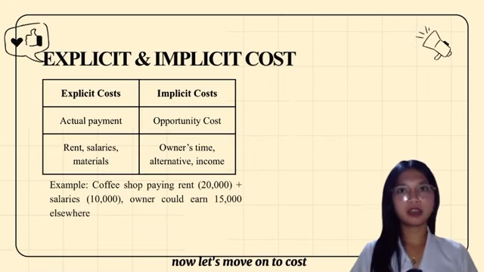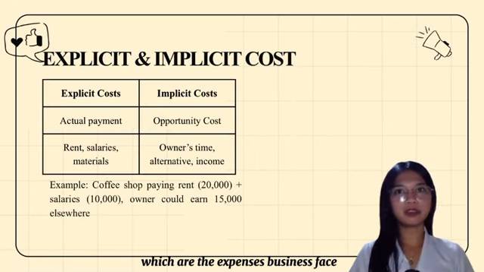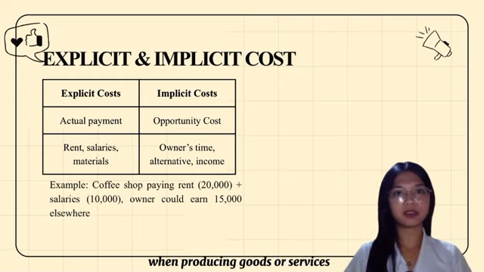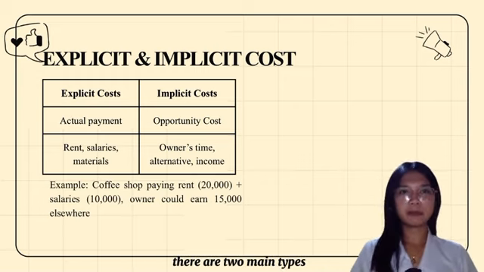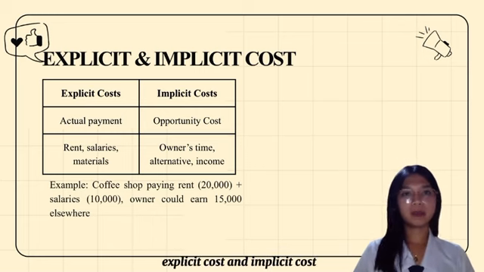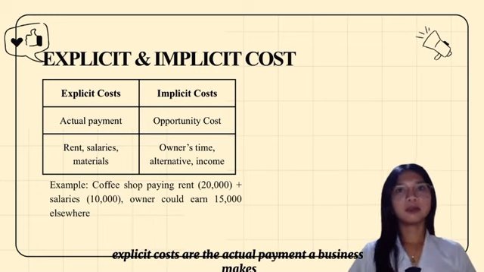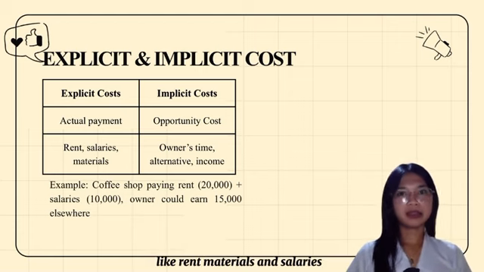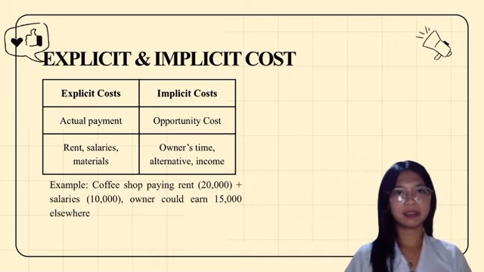Now, let's move on to cost, which are the expenses businesses face when producing goods or services. There are two main types: explicit cost and implicit cost. Explicit costs are the actual payments a business makes, like rent, materials, and salaries.